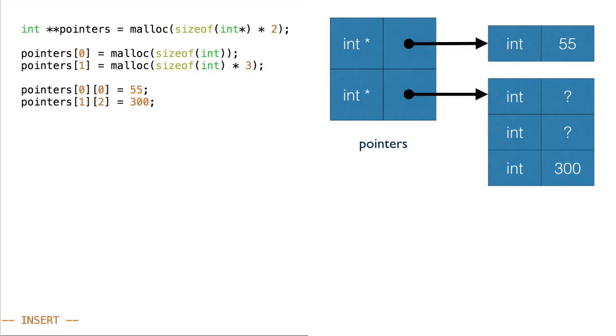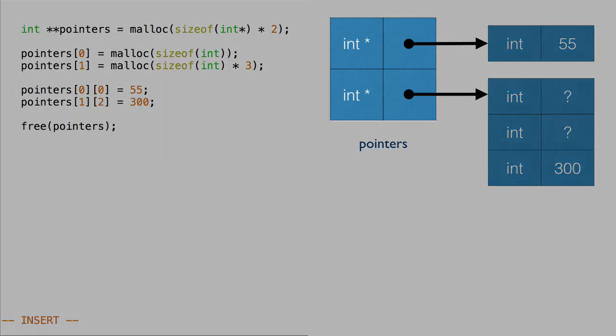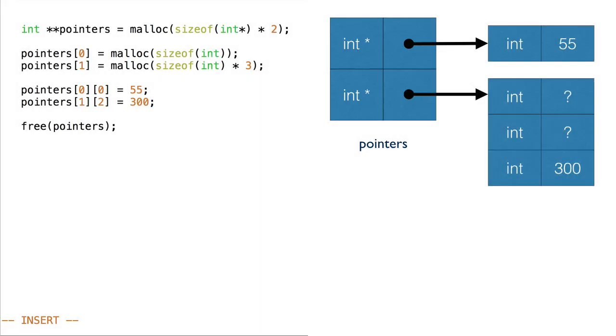At some point, we'll finish using the data structure and we will need to free the memory. You can probably see right away that we need to call free on pointers. But that's not enough. Each call to malloc needs to be freed separately. When we free pointers, we're freeing the top-level array, but we have 2 other malloc objects that need to be freed. What's worse, if we free the top-level array first, then we can't access the subarrays without using a dangling pointer. So we have to free the subarrays first.